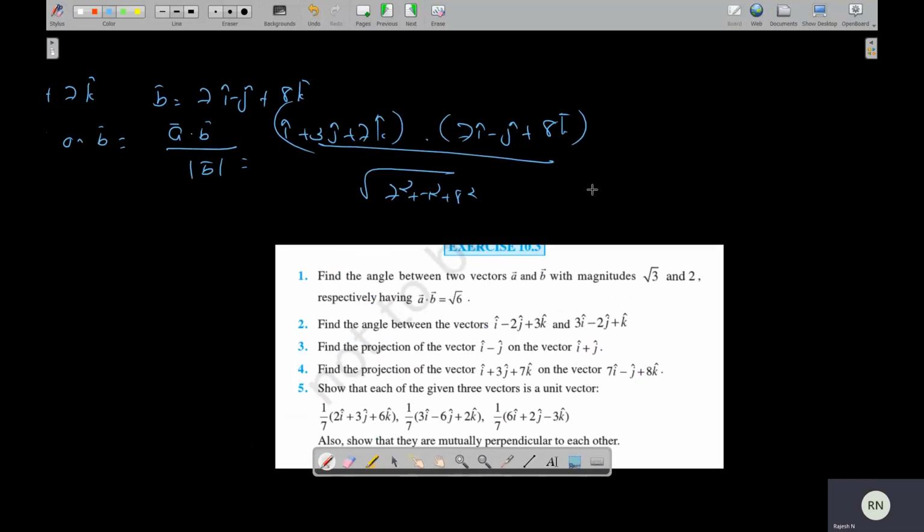Equal to 7 minus 3 plus 56 by root of 49 plus 1 plus 64. That is 60 by root 114. So this is the projection. Now what is next?